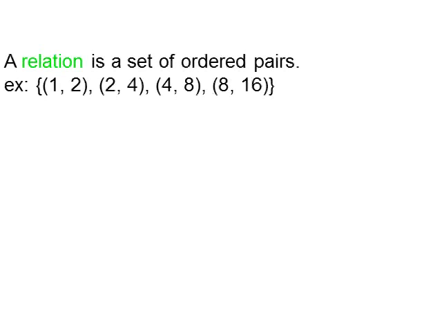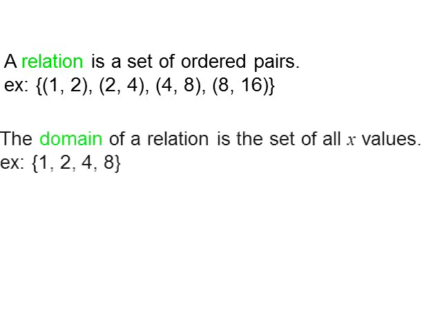So first, a relation is a set of ordered pairs. Now a set is a group of anything. You could have groups of numbers, groups of shapes, groups of people. It would all be a set. In this case, the set is a set of ordered pairs, just like when you graph numbers on the coordinate plane. So we have (1, 2), (2, 4), (4, 8), (8, 16), where the first number is the x value, second number is the y value.